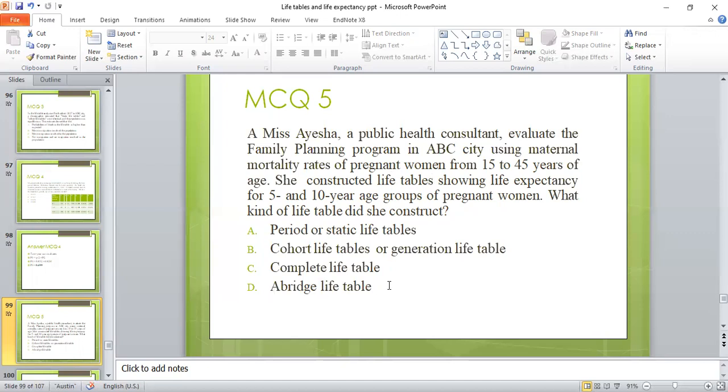D, abridged life table, because she is constructing the life table for every 5 and 10 year age group of pregnant women. Therefore, the most suitable kind she constructs is the D, abridged life table.